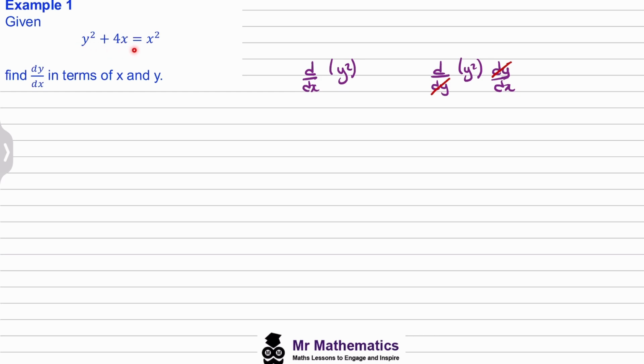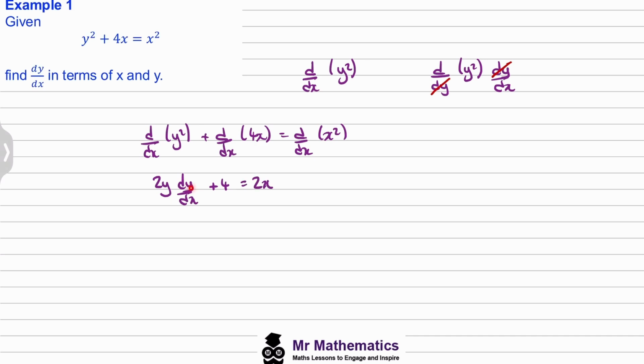We want to find dy by dx, so we need to differentiate each of these terms with respect to x. So we want d by dx of the y squared term. We want to differentiate with respect to x the 4x term and the x squared term. So we differentiate the y squared with respect to y, and we get 2y, and then we multiply this by dy by dx. When we differentiate the 4x with respect to x, we just get 4, and when we differentiate the x squared with respect to x, we get 2x.